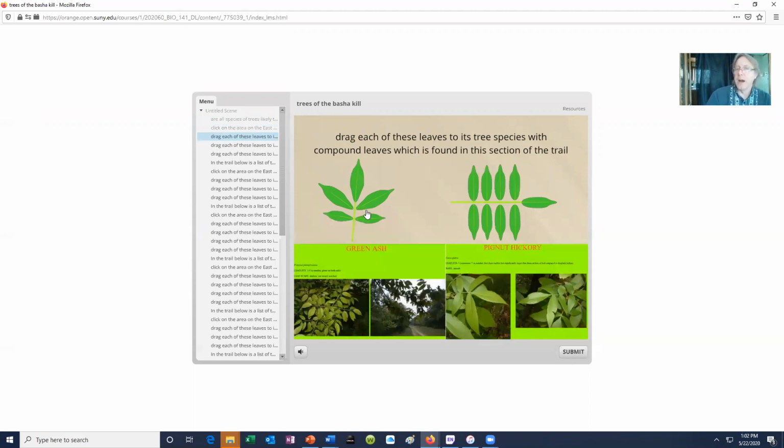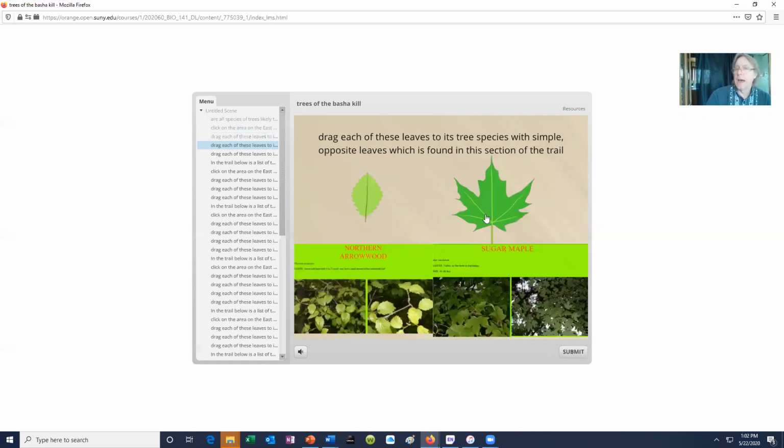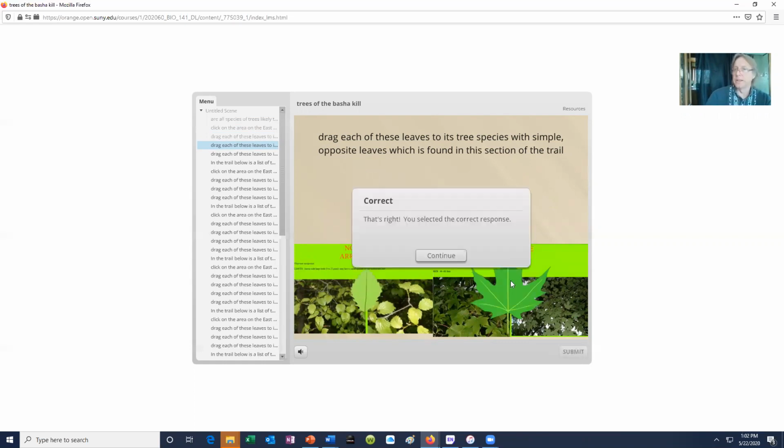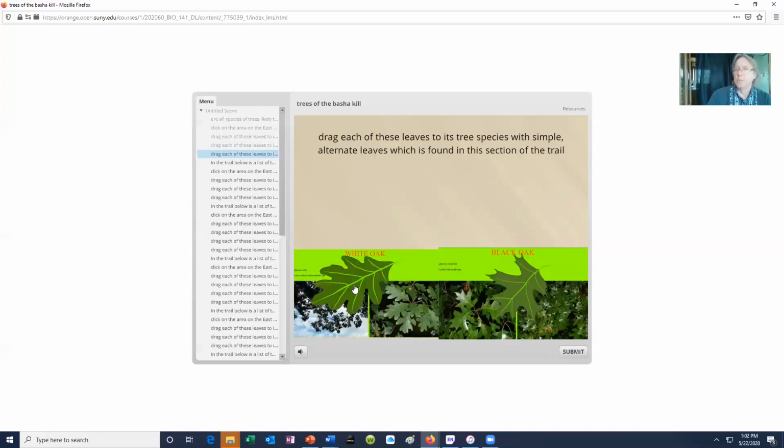Some of them would have compound leaves. Pignut hickory looks like this. Green ash looks like that. Some would be simple opposite leaves going out like this. So sugar maple would look like this. Northern arrowwood would look like this. And so I could go through the keys from the previous page. Some would be simple and alternate. So black oak would have lobes that have pointy teeth on them, while white oak wouldn't.